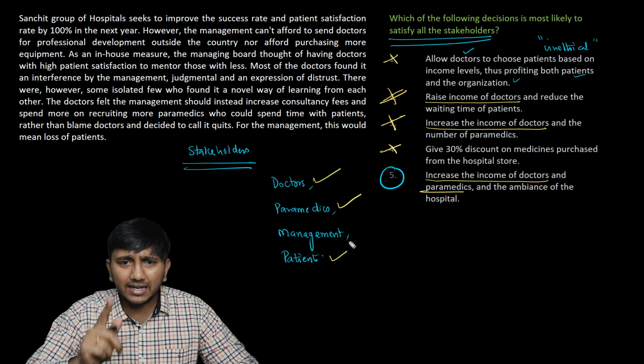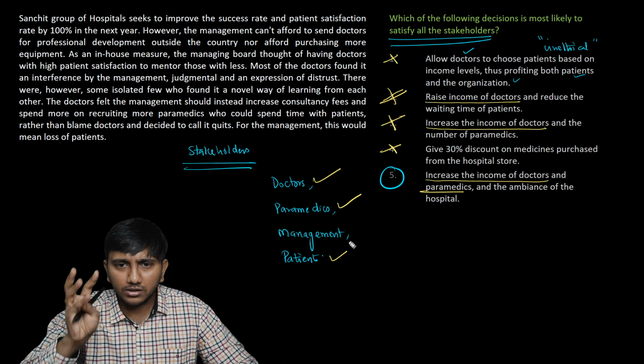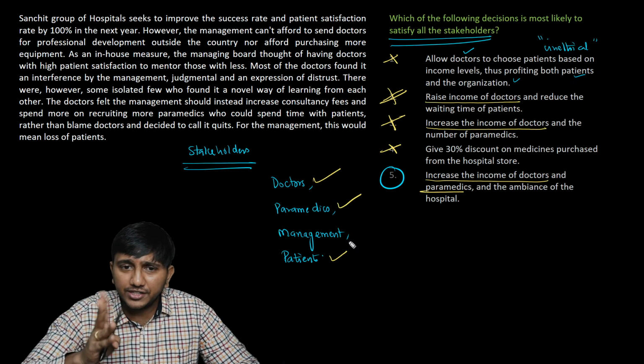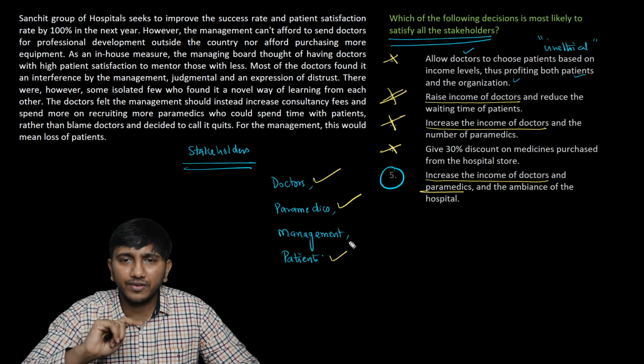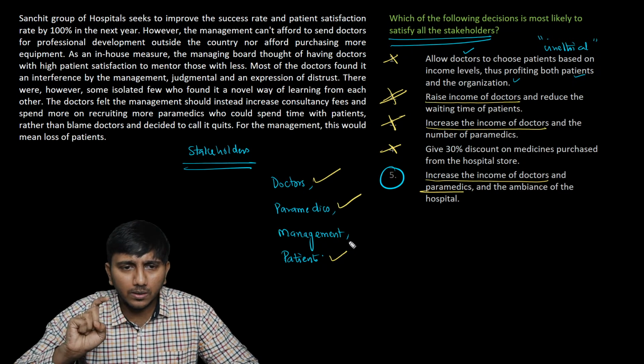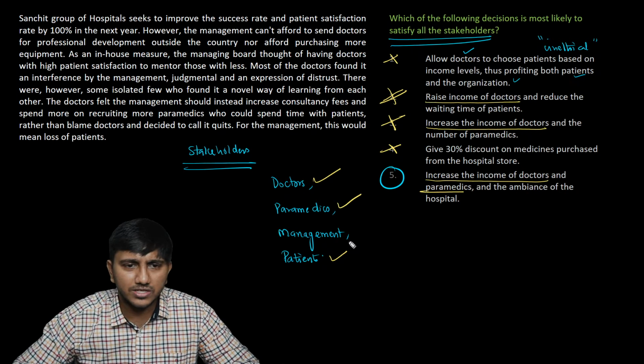Okay, because it's directly telling you are going to make doctors and patients happy, and ambience, which is related to patient satisfaction. So 3 of the stakeholders are being taken care of in 5. So that's the best option we have for this question. Please type 5 if you're clear with why we are going with 5 for this question.